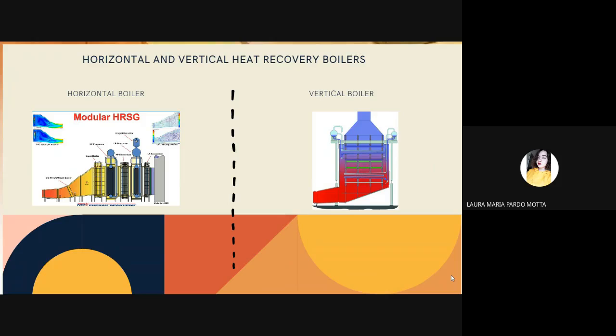Sometimes vertical boilers have forced circulation, or assisted circulation in the startups, and the tendency is to design them with natural circulation, which implies raising the position of the boilers to achieve the difference in density between two water columns of the downcomers. Next, please.